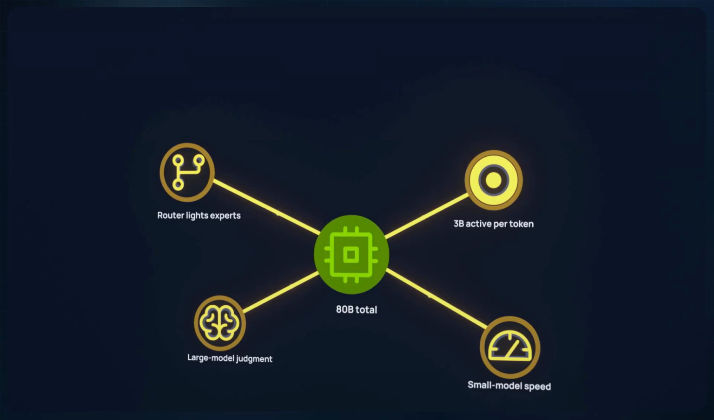You get the judgment and breadth of a very large model, but it runs at the cost and speed of a small one. That is the secret that lets a whole family of capable models share a single desktop and still respond quickly. Big brain, small footprint per step. Without this design, the loop simply would not fit or run fast enough on hardware this size.